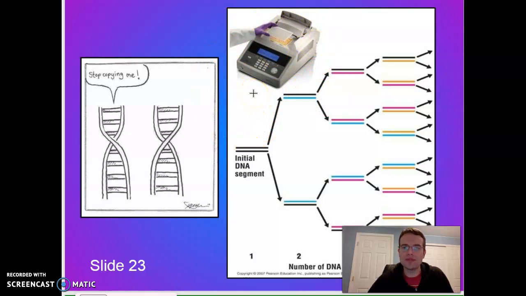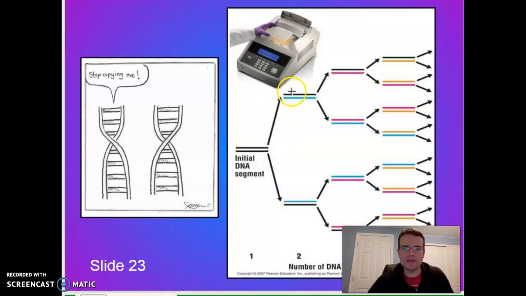So, thermal, where do you think thermal comes from? I'll stop for you to think about that. Oh yeah, thermal comes from heat. Good answer. And then you also get the cycling idea. Well, cycling, of course, you know what a cycle is. So we're just going to do this process over and over again. So, thermal cycler. And I like this picture because, here's your initial DNA segment.